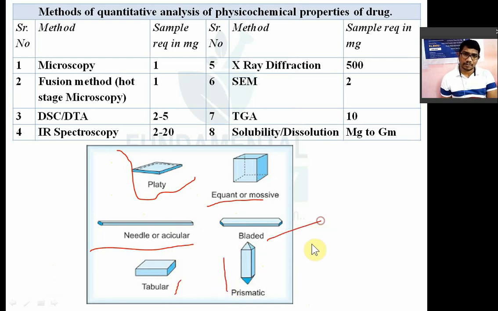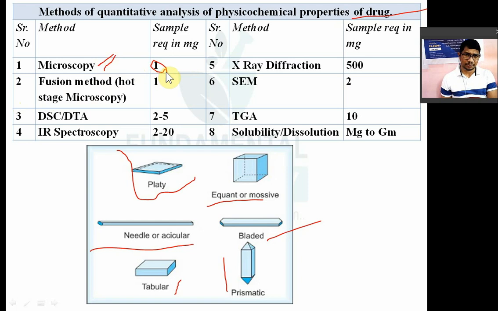Now, different methods for quantitative analysis of physical properties of a drug. So how can you analyze physical properties? Different methods. Microscopy: by using microscopy you can observe the compound under the microscope, you can determine the polymorphism, you can measure, and you can also determine the crystal habit, etc. So 1 milligram of sample is enough to study physical properties of a drug by microscopy.